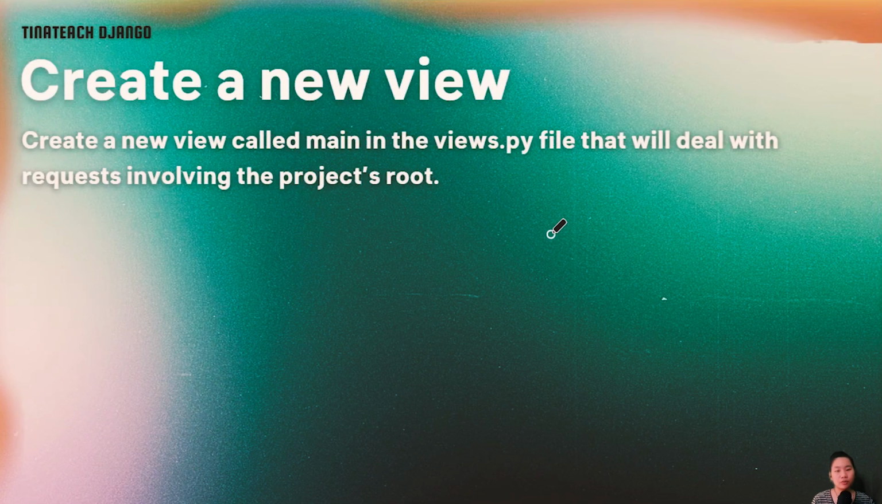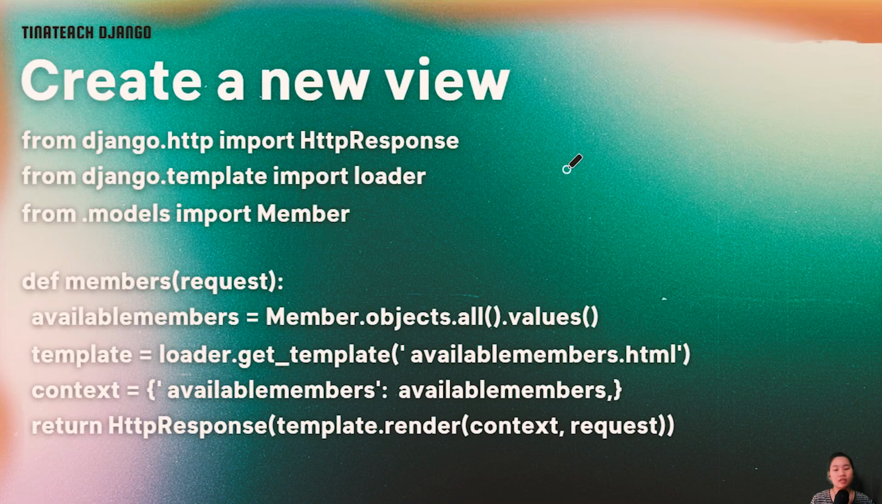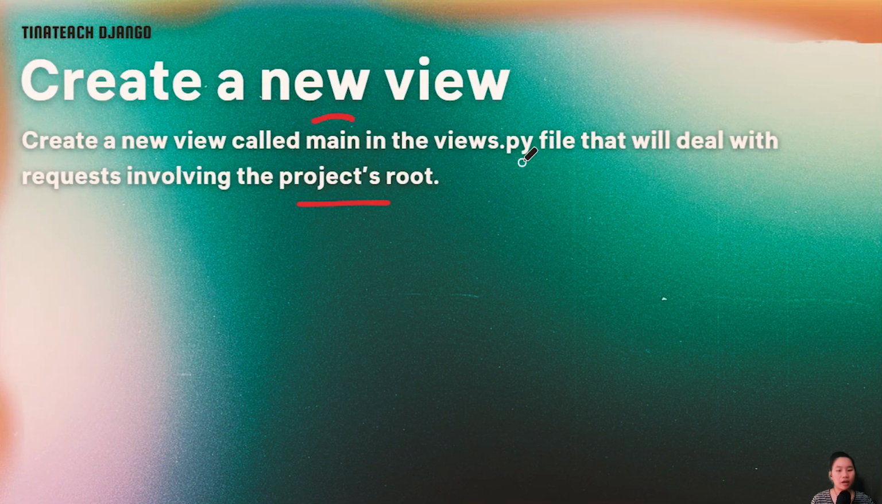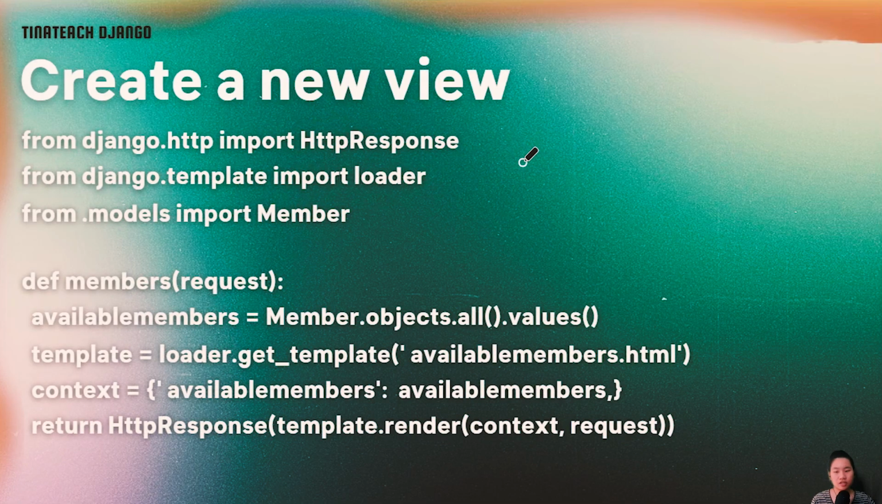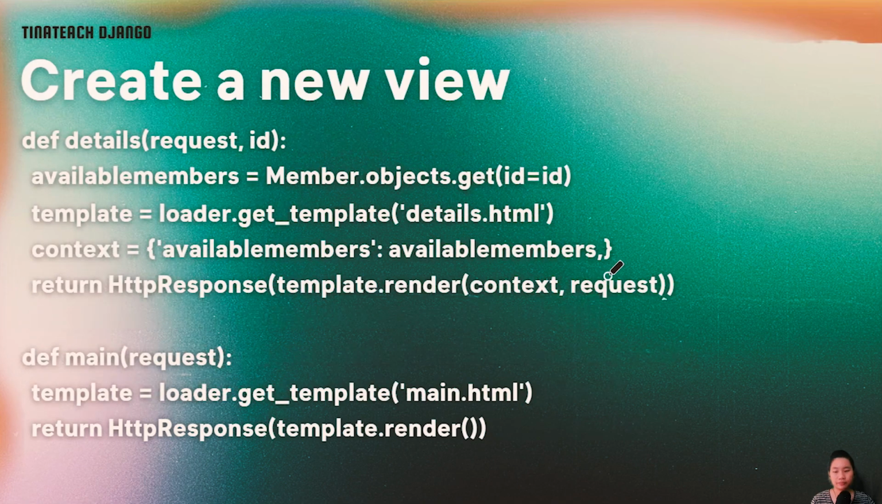Now that we're done with creating a new template, we're going to create a new view called main. This is within the views.py file, which will deal with requests involving this template or the project root. You have the classic from django.http import HttpResponse, and from django.template import loader. So we already know all of this, right? The same thing that we have.